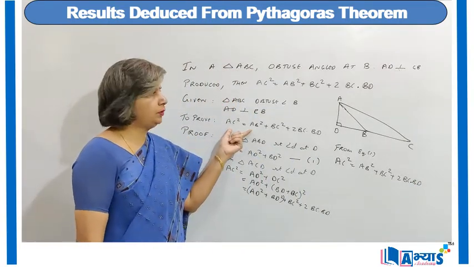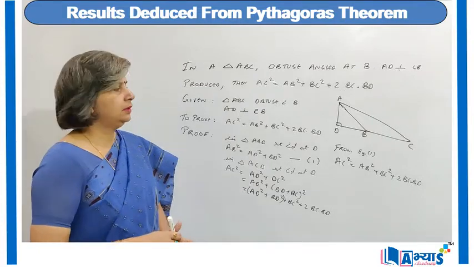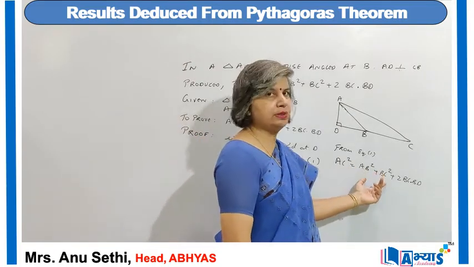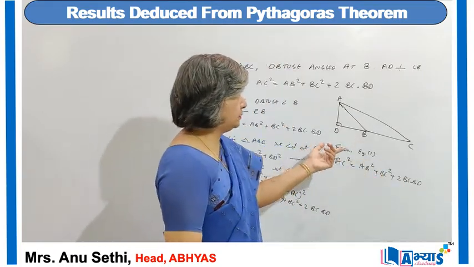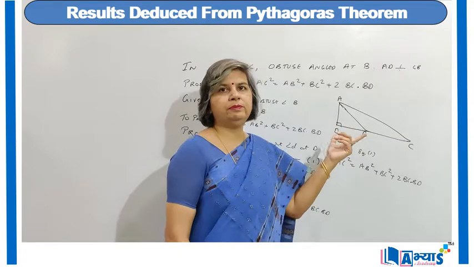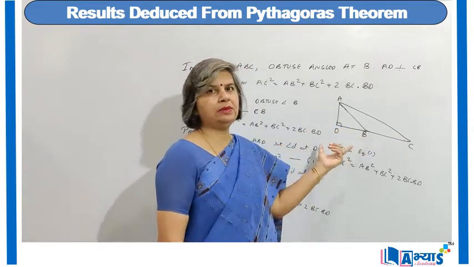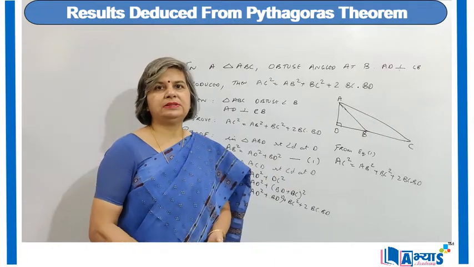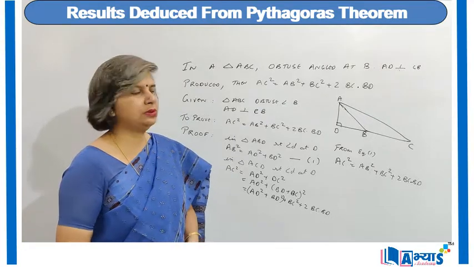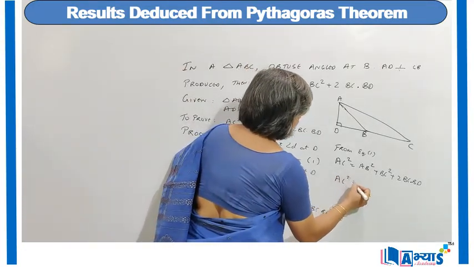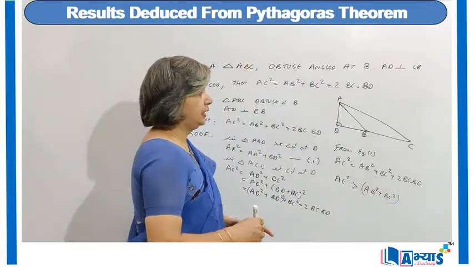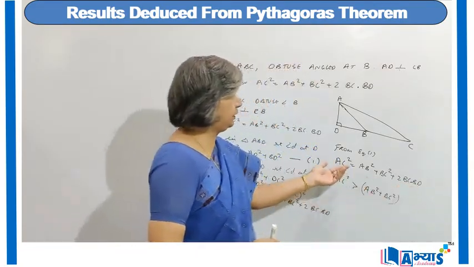So we can say that in an obtuse angle triangle, obtuse angle at B, AC square, that is the square of the longest side, will be equal to the sum of the squares of the two sides plus the product of BC into BD, the part that has been extended to draw the perpendicular. Or we can say in an obtuse angle triangle, the square of the longest side is greater than the sum of the squares of the two sides. Or we can say that AC square is greater than AB square plus BC square, because we are adding 2 times BC into BD to equate it to AC square.